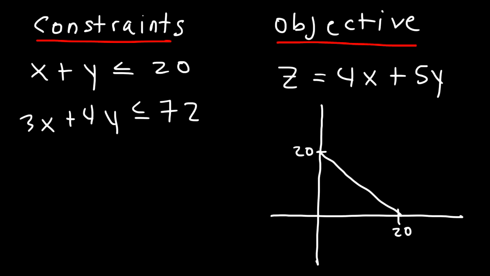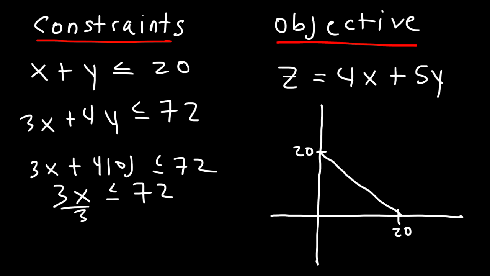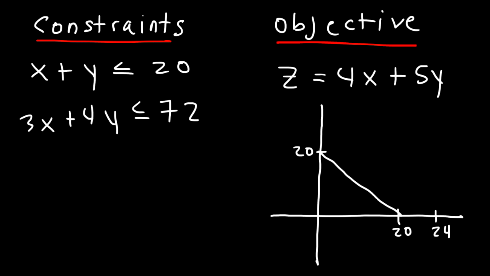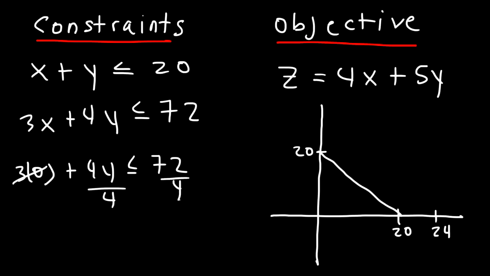Now let's do the same thing for the next inequality. So let's find the x-intercept. Let's replace y with 0. So we have 3x is less than or equal to 72. And if we divide by 3, the maximum value of x is 24. Now let's calculate the y-intercept. So let's replace x with 0. So 4y is less than or equal to 72. And then let's divide by 4. 72 divided by 4 is 18.